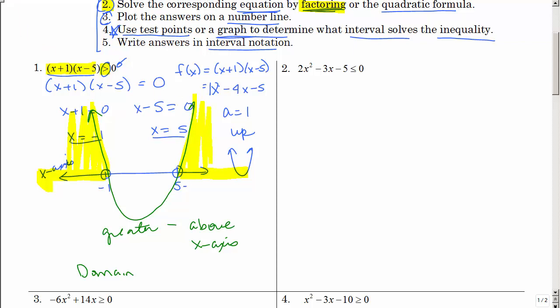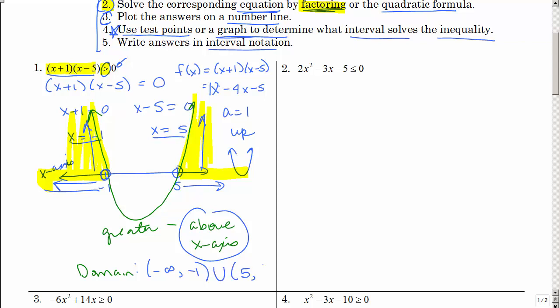So it means when x is going bigger, y is up. When x is going left of -1, y is up. It's above the x-axis. So what is the domain? Left to right. That's from -infinity to -1 with a parenthesis because of the open circle, union 5 to infinity. So if you can tell above or below, you're going to get this. It's really easy. Let's look at number 2.